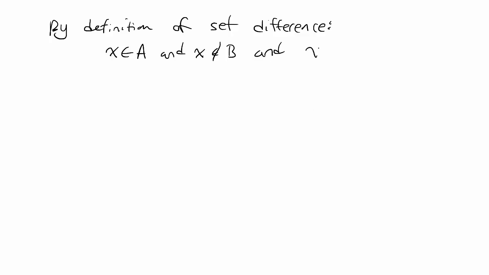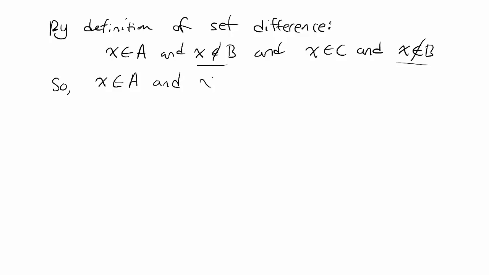And X is an element of C, and X is not an element of B. Okay, well now you have this repeated, so we can condense this. So X is an element of A, and X is an element of C, and X is not an element of B.